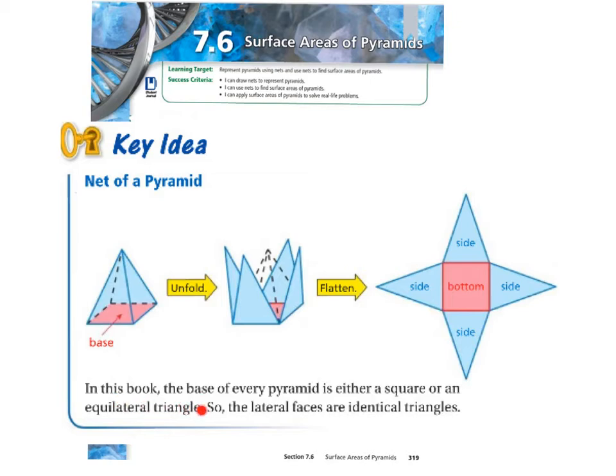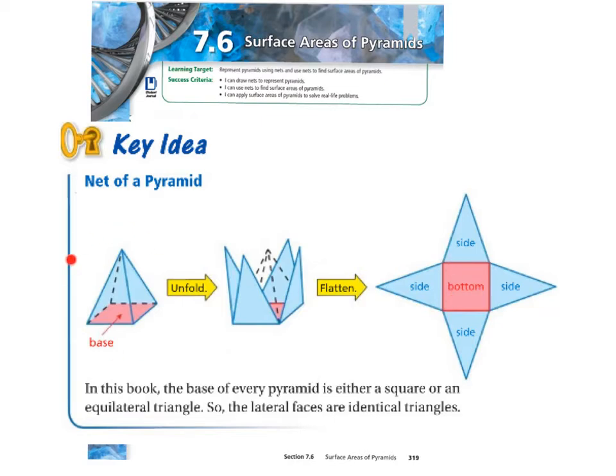So in this book, the base of every pyramid is either a square or an equilateral triangle. In other words, all the sides are going to be the same. Next year we'll get into some other stuff, but anyway, we're going to have squares or equilateral triangles as our base.